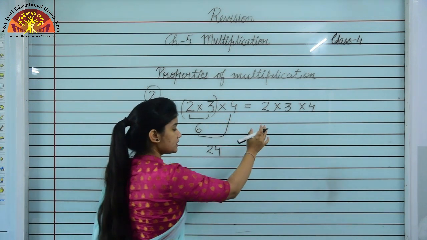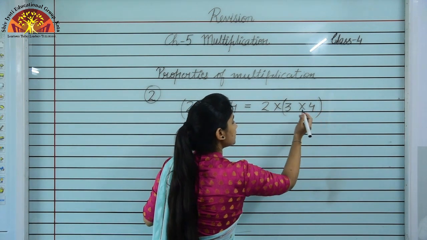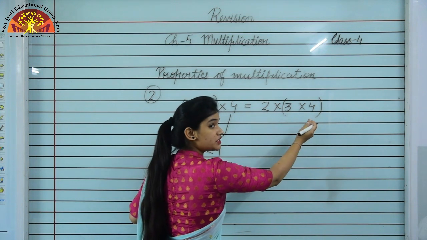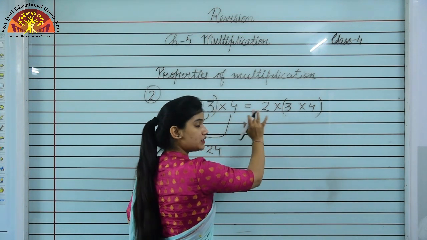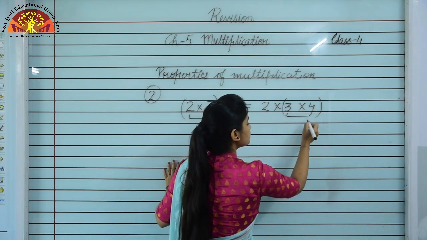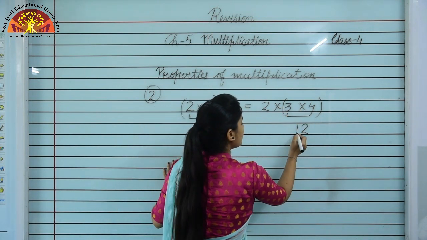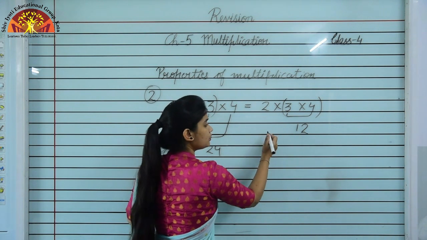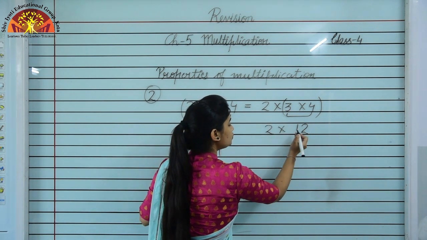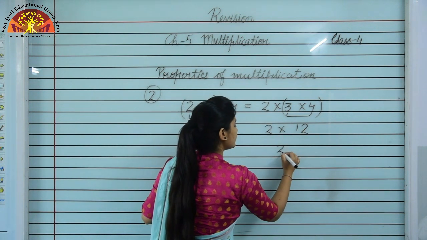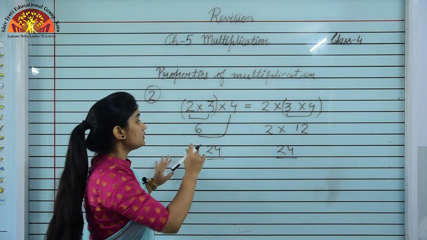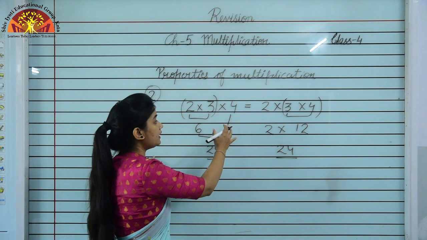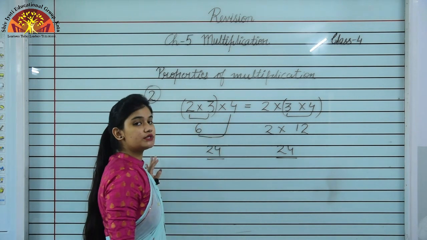Understood? Now just see here. Now I am taking first 3 and 4. I am multiplying these numbers 3 and 4, leaving 2 for now. 3 4s are 12, and now I will multiply this 12 by 2, so 2 into 12, 12 2s are 24. So what we have seen here? Three numbers can be grouped in any order.